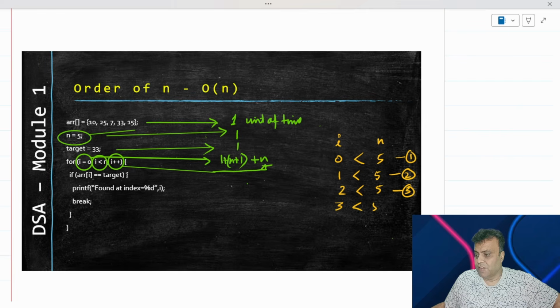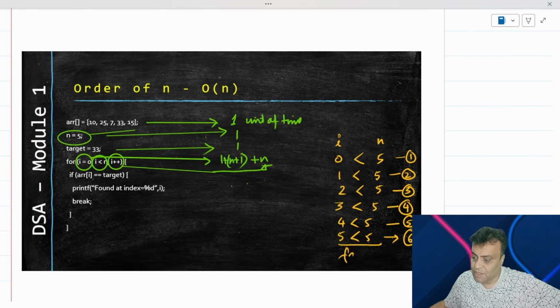3 will be compared with 5. This is your iteration number 4. And 4 will be compared with 5. This is your iteration number 5. And then 5 will be compared with 5. This is your iteration number 6. Right? And here is where it will become false.